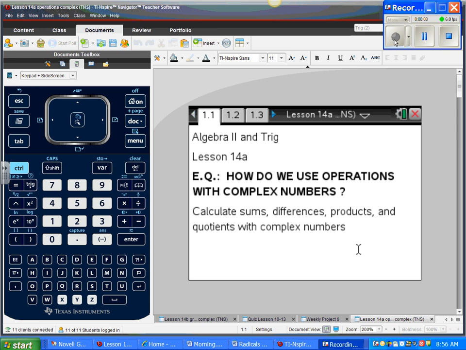Okay, so what we're going to talk about today is something called complex numbers and imaginary numbers. It's actually very, very, very simple. 90% of it is calculator work, so it's not a difficult concept. So we're going to go through this pretty quickly.